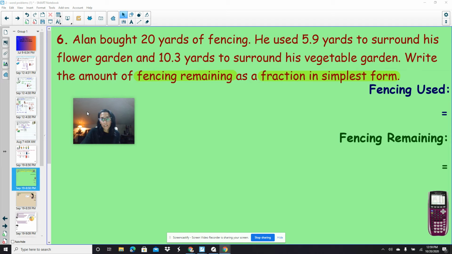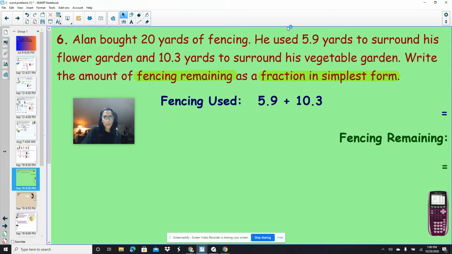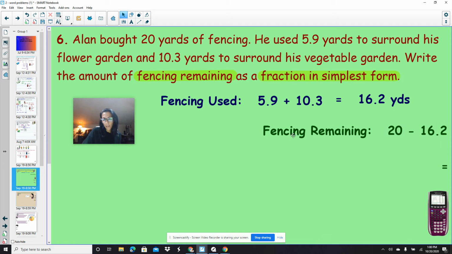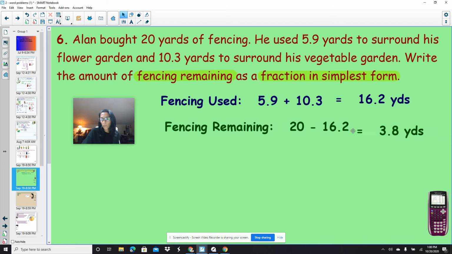All right. Alan bought 20 yards of fencing. He used 5.9 yards to surround his flower garden and 10.3 yards to surround his vegetable garden. Write the amount of fencing remaining as a fraction in simplest form. So first let's figure out, he bought 20 yards and let's figure out how much he used. So he used 5.9 plus 10.3. That's how much he used. Well, if you bought 20 total yards, how much is remaining? Well, 20 minus the 16.2 is the 3.8 yards.